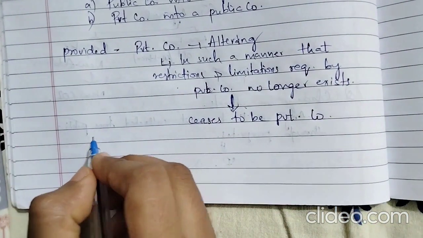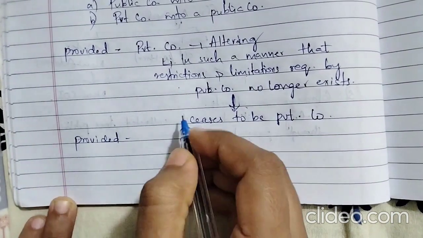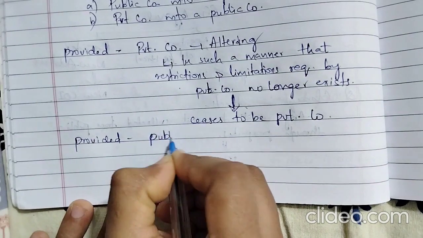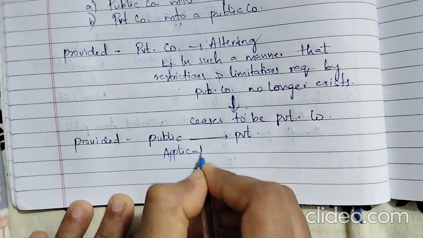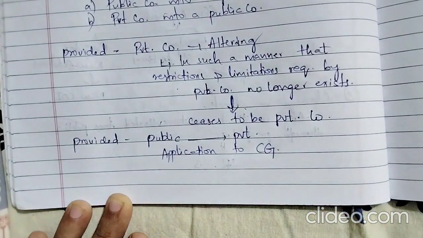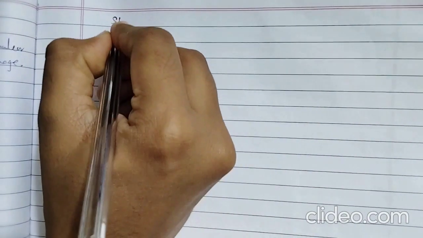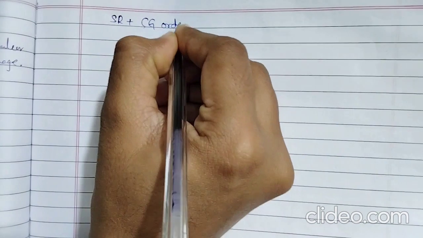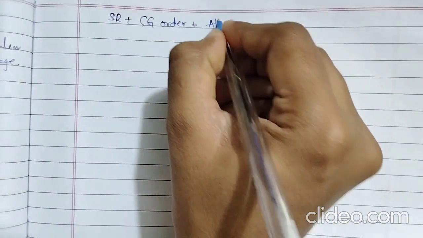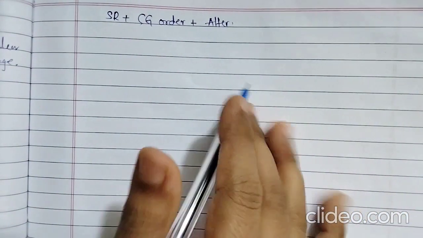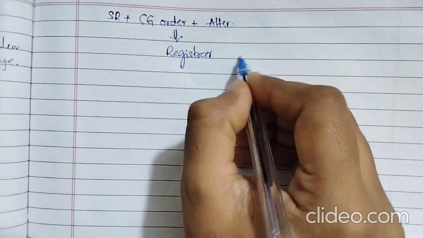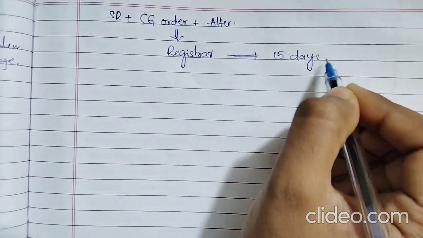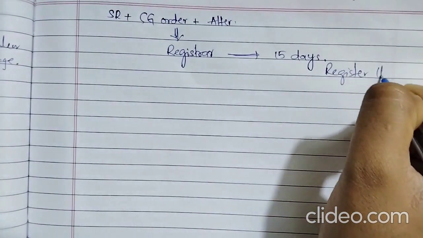In case of a public company converting into a private company, an application shall be given to the central government for approval. Once you get the approval from the central government, you take the special resolution copy plus the order passed by the central government plus what you want to alter in your articles. All these three are submitted to the registrar, and the registrar within 15 days will register the change.